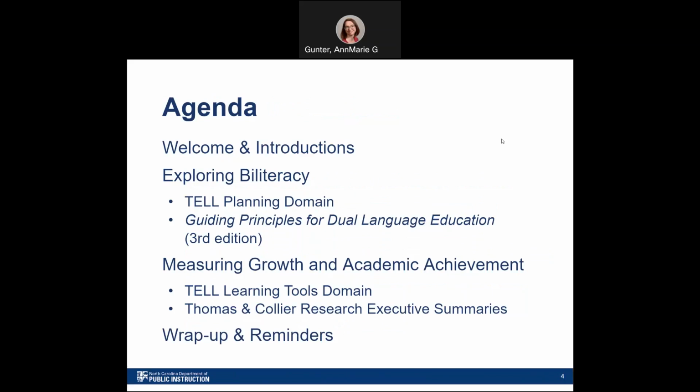Our agenda overall is here on the slide. We'll begin with a welcome and some introductions. The first section will be titled Exploring Biliteracy, as you saw on the title slide. We'll be looking at the TEL planning domain, and the tool or resource is the Guiding Principles for Dual Language Education. The next section is Measuring Growth and Academic Achievement, where we'll be looking at the TEL Learning Tools domain, and for our tool or resource, the Thomas and Collier Research Executive Summaries. After that, we have a few wrap-up and reminders.